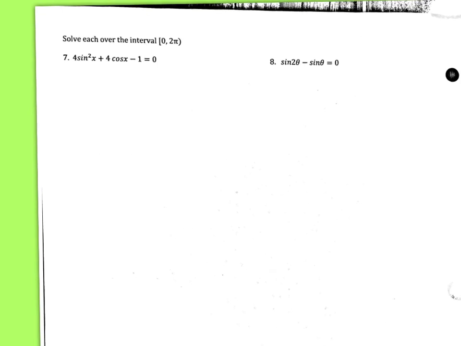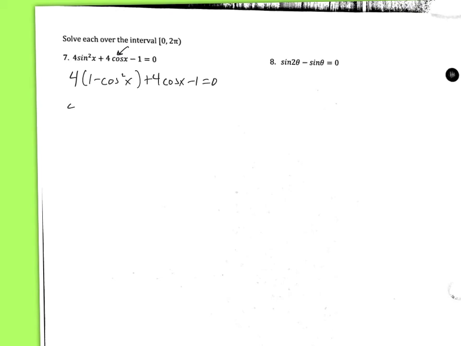Now for this, sine squared and the word cosine. You can't do anything with the cosine, right? You're pretty much stuck with it. Sine squared, we've got some options. Look at your Pythagorean identities. Sine squared is really 1 minus cosine squared. I don't really know if that's going to work, but I'm going for it.